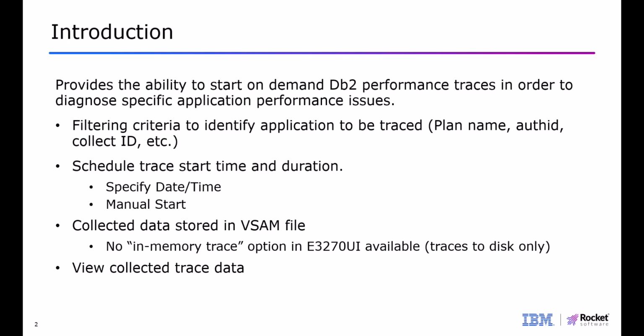So within the ATF facility in the Enhanced 3270 interface, you're going to find filtering criteria that you're going to be able to use to identify the specific application that you want to trace. So typically things like plan name, auth ID, collection ID, etc. That allows you to focus in on that specific application.